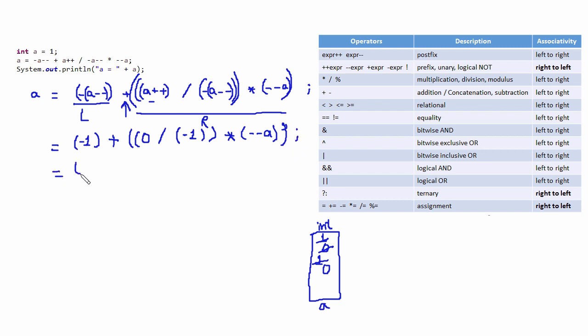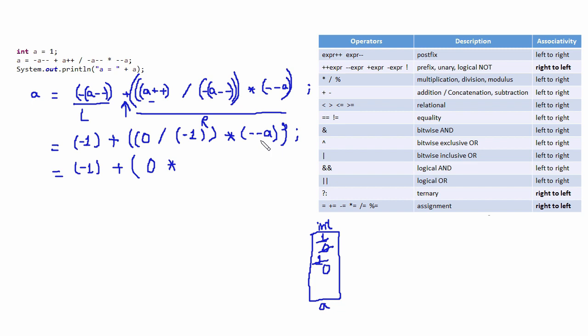semicolon, minus 1 plus 0 divided by minus 1, which is 0, multiplied by, anything multiplied by 0 will be 0, but we still need to solve this part as this is not a short circuit operator.